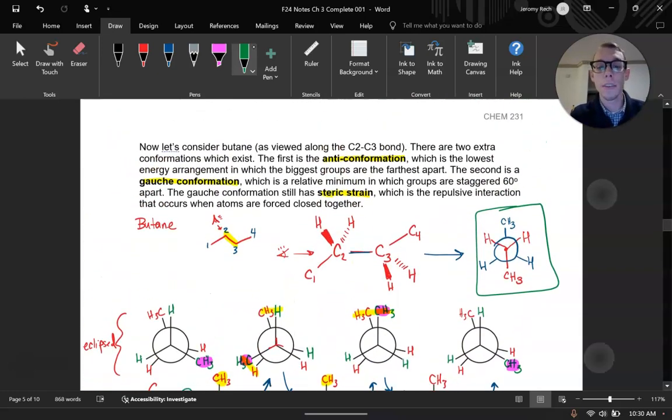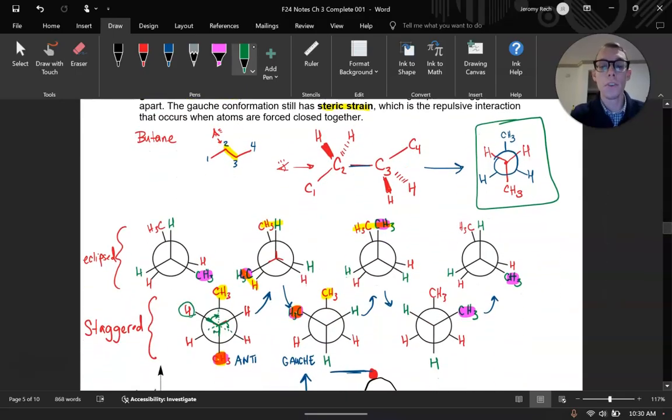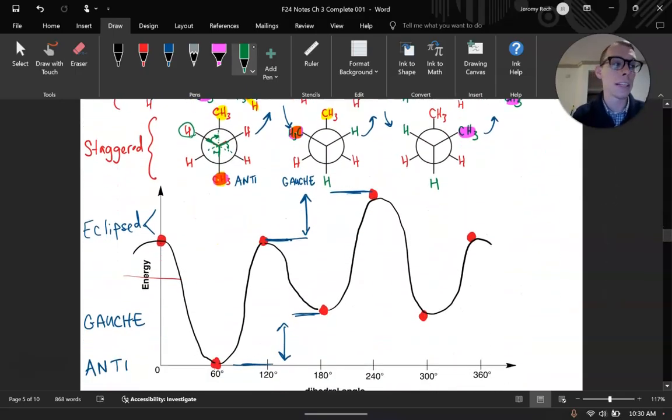But this shows an idea of a fully involved problem of thinking of a structure and then understanding the entire energetic landscape that exists as we rotate one of our groups around. And that's the core principle or idea of a Newman projection.